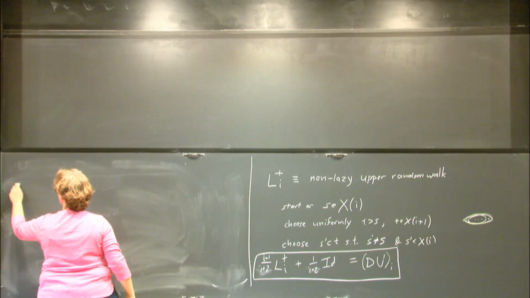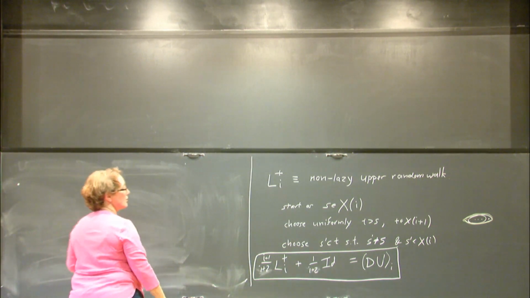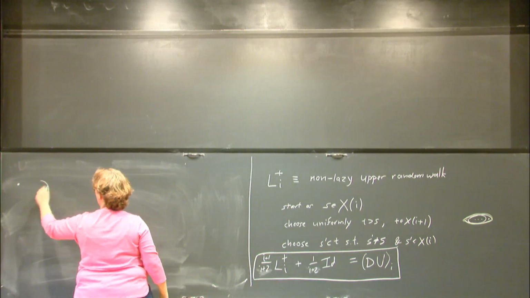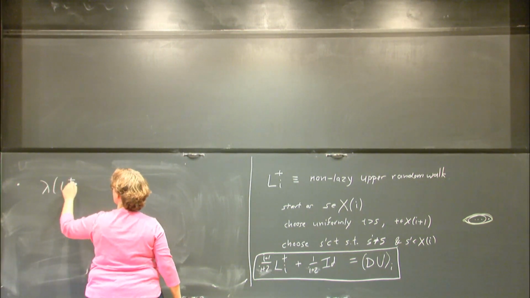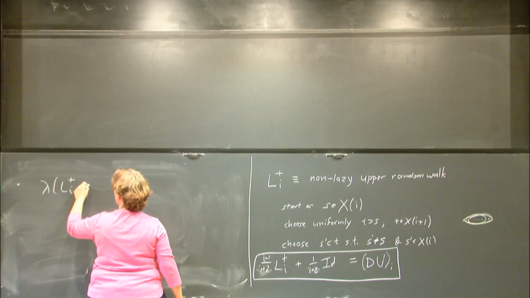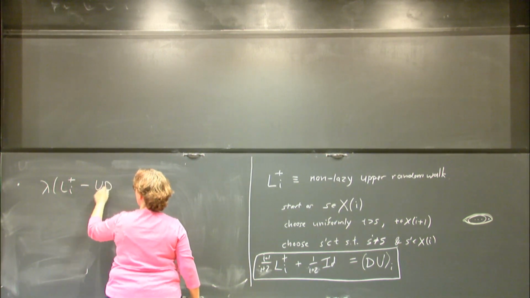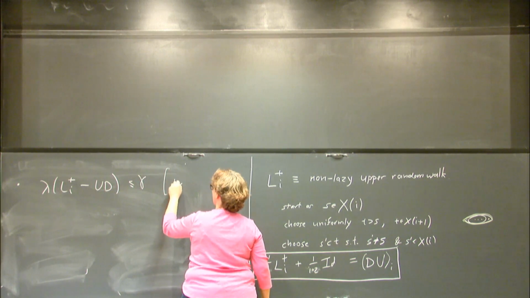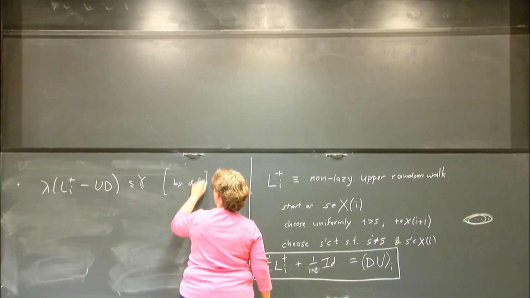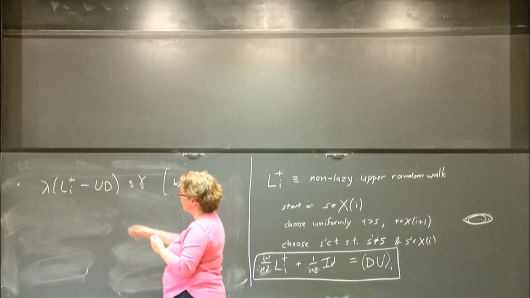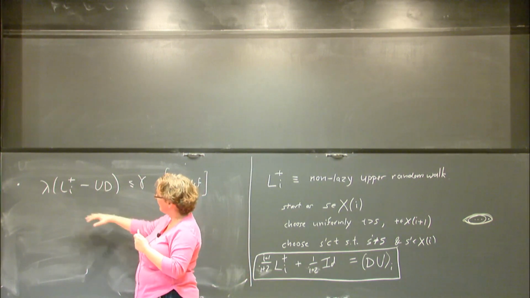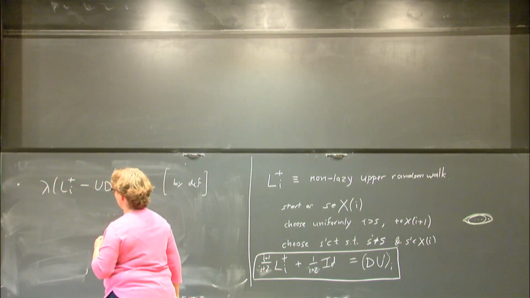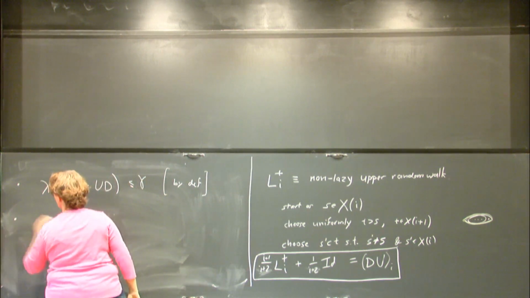The first is the definition. I need my definition that lambda of Li plus minus ud is smaller than gamma. This is the definition. I'm going to do an inductive proof. So for 0, we already saw it, and for bigger i's, now we'll do an induction. So I need this. This we know by definition.